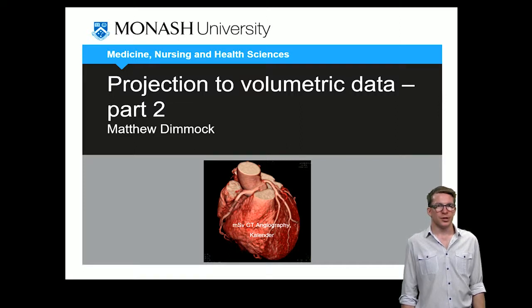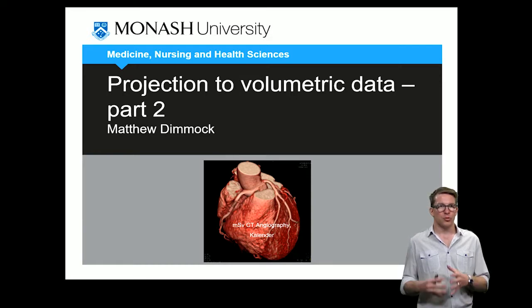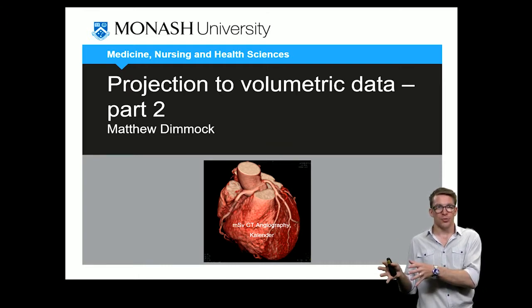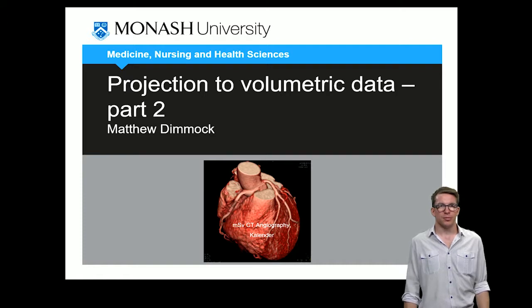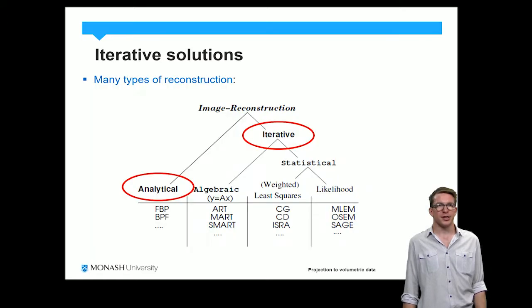In this section we're going to discuss part 2 of the projection to volumetric data. So in part 1 we saw a more advanced version of the Fourier slice theorem and filtered back projection. And as I said previously, when you're reading through sections of textbooks that discuss these, you now have a better understanding of how the equations that are shown relate to the simple flow diagrams that we've previously discussed.